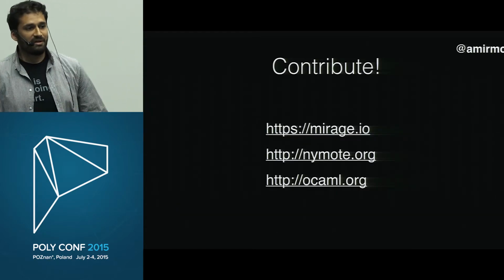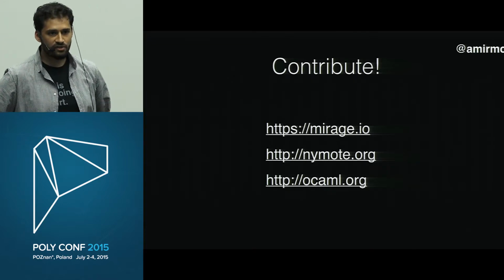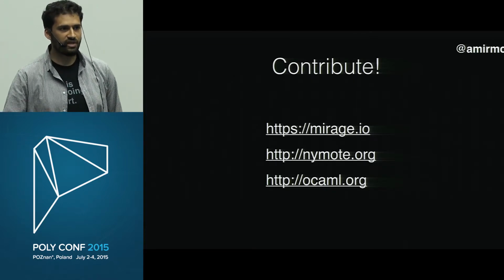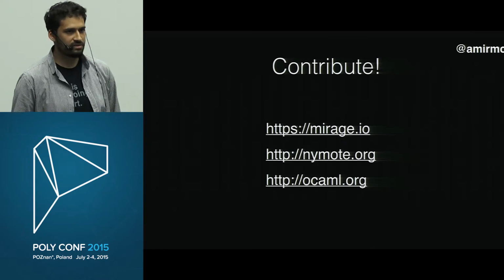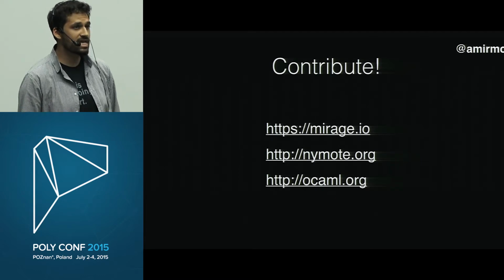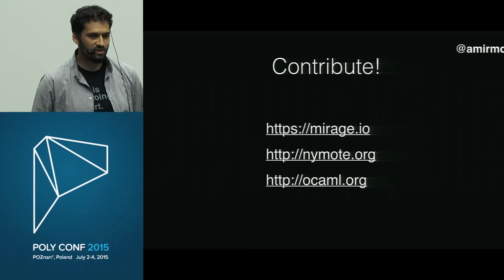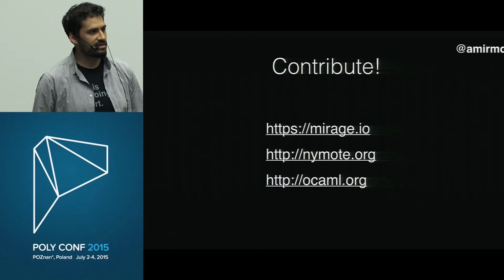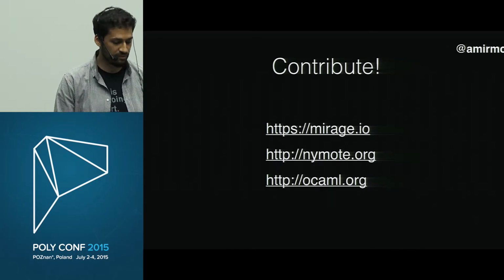So you can contribute to this stuff. Everything I've talked about is all fully open source. Mirage.io is the core of the infrastructure that helps us build the unikernels. There are also other unikernel implementations out there in other languages. Just off the top of my head, HaLVM is using Haskell, LING is Erlang, and there's a bunch of others as well. Nymote is the website where we're aiming to take the unikernel approach and apply it to personal clouds, and OCaml is the language that we're building all of this stuff in.